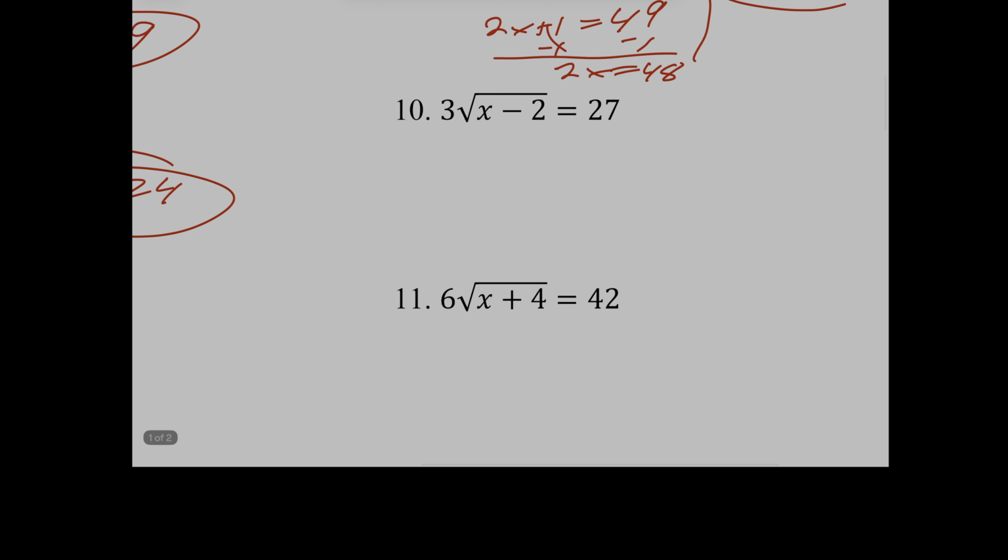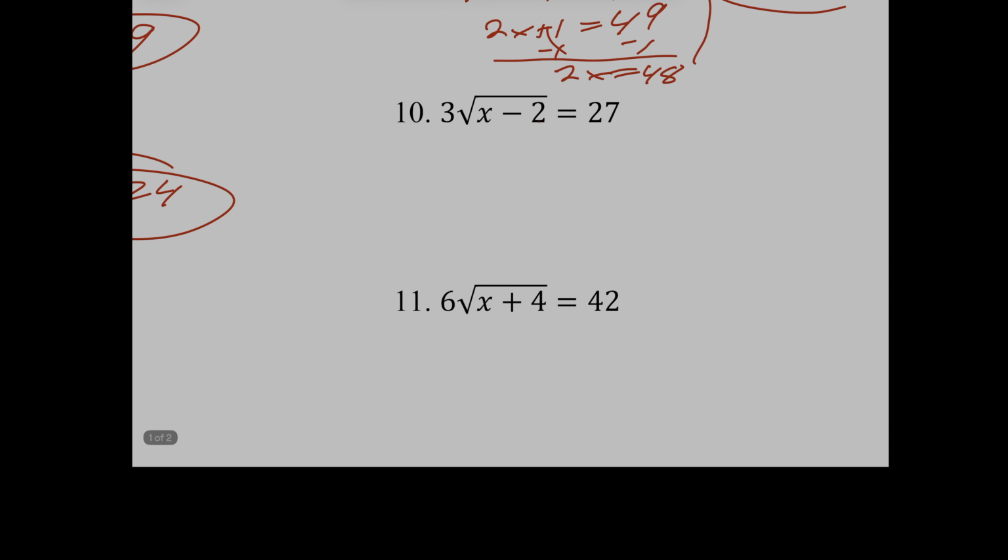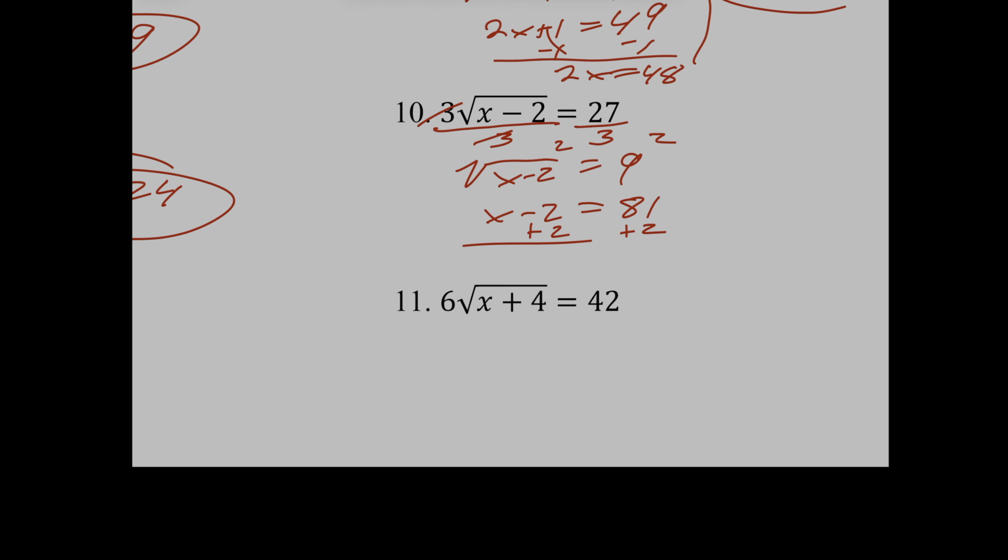Okay, let's keep going on here. So now the 3 is being multiplied, so I want to get rid of the 3 by dividing. That's fine, we've been doing that. And I'm going to be left with square root of x minus 2 equals 9. Now I'm going to square both sides. I'm going to get x minus 2 equals 81. Now I'm going to add 2 to both sides, and I'm going to get x equals 83.